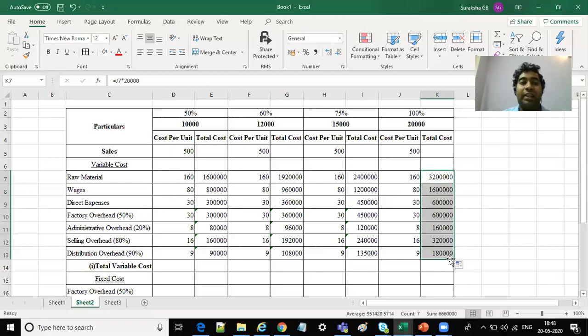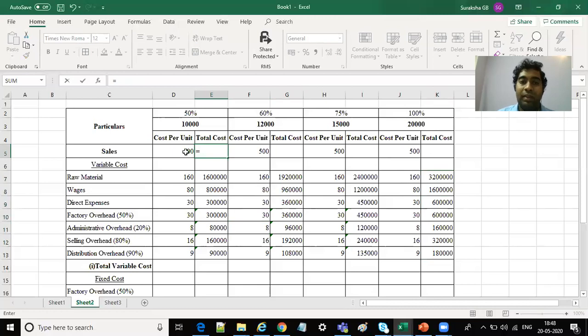Now we have calculated the variable cost, the different variable costs. Then what to do with the sales? The total sales value will be 500 into the number of units produced, and it is assumed that the number of units produced will be equal to the number of units sold in the problem.